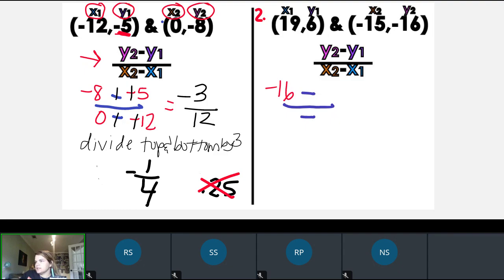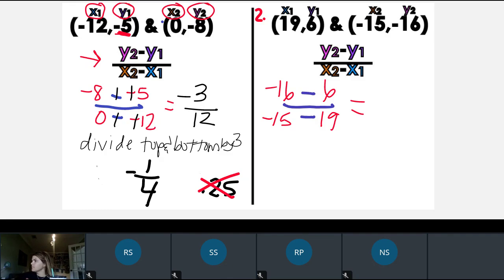Y2 is negative 16. Y1 is 6. X2 is negative 15. X1 is 19. Again, just type this into your calculator. You do not have to do it in your head. Negative 16 minus 6 is going to give us negative 22. Negative 15 minus 19 is going to give us negative 34.